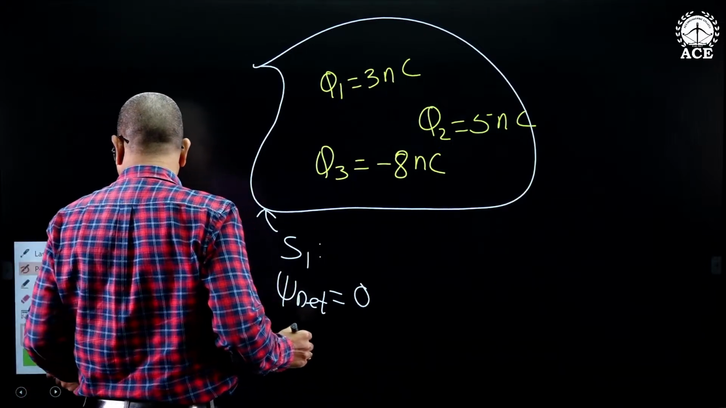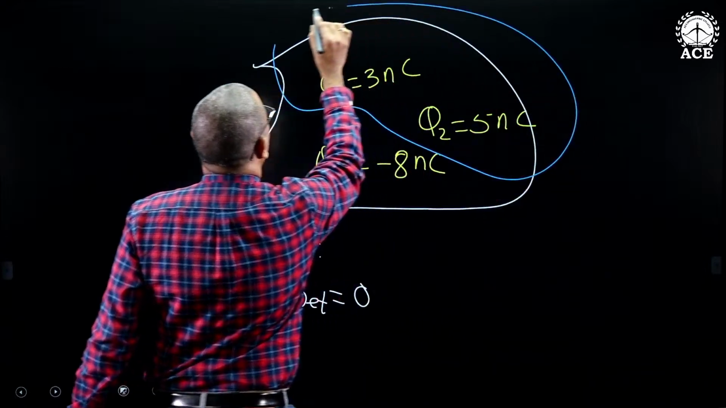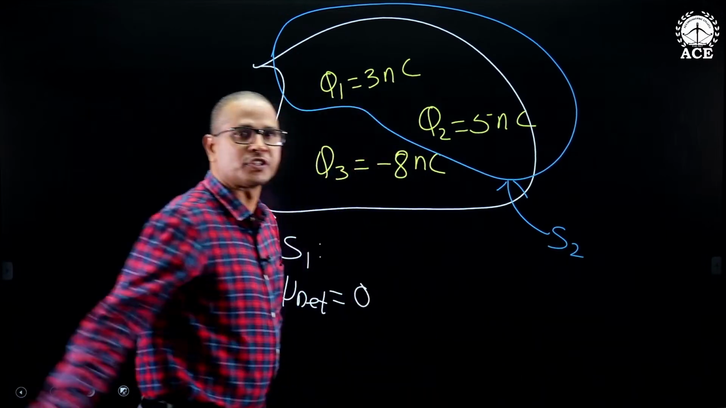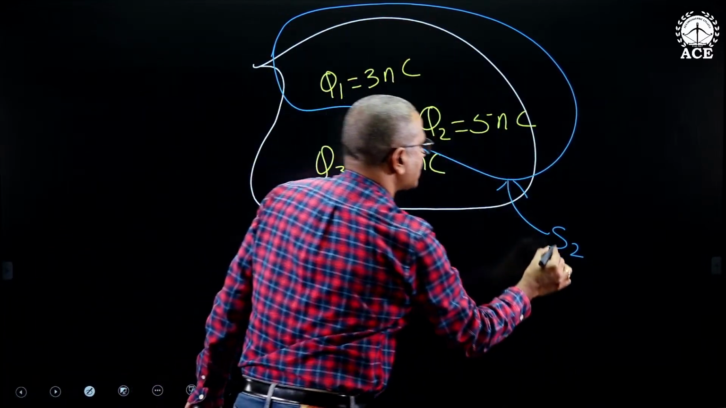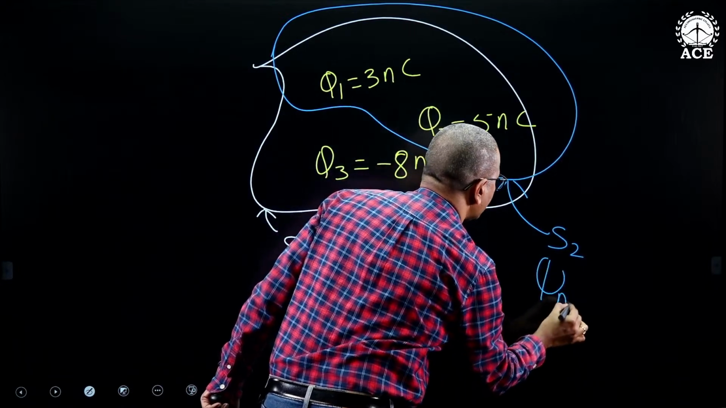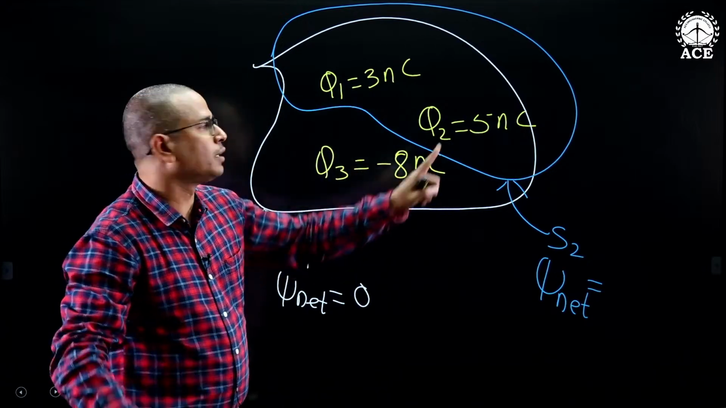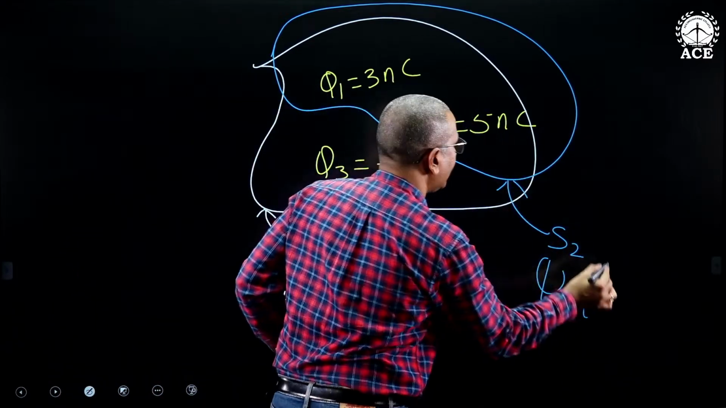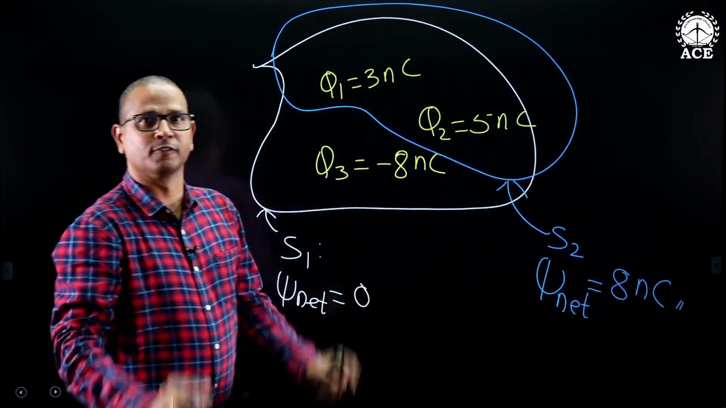On the other hand, if I give another surface, and I wish to calculate the net electric flux leaving the surface S2, how much, dear students? The net electric flux leaving is nothing but the total charge enclosed. Then psi net is equal to the charge enclosed, the charges which lie within the boundary, Q1 and Q2 only. How much? 5 plus 3, this 8 nanocoulomb is the answer. Like that we have to check carefully.